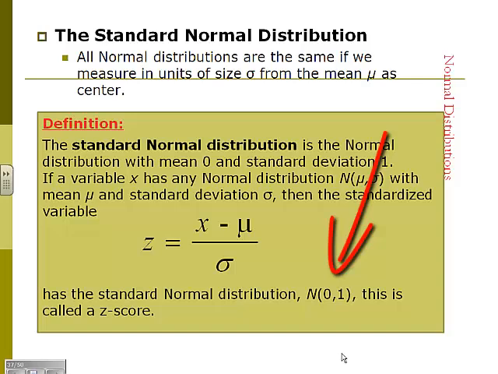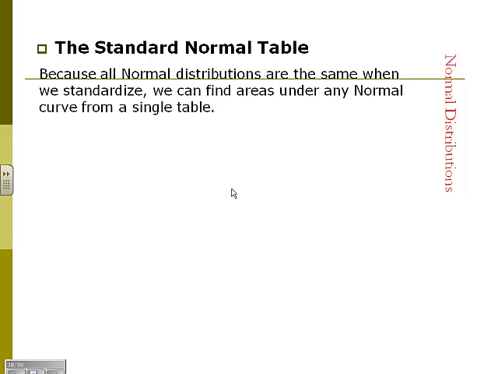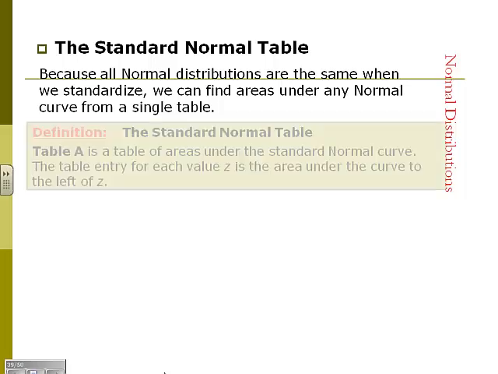There's our formula for z-score that we learned in the previous video. And you have the standard normal distribution with N of 0, 1, which is called a z-score. So you want to definitely have that written down somewhere. The standard normal table. Now this is something that's in the back of your book. Because all normal distributions are the same, when we standardize, we can find areas under a normal curve from a single table. This is what they used to use back before the days of calculators. So before calculators became so prevalent, statisticians would have to use a standard normal table.